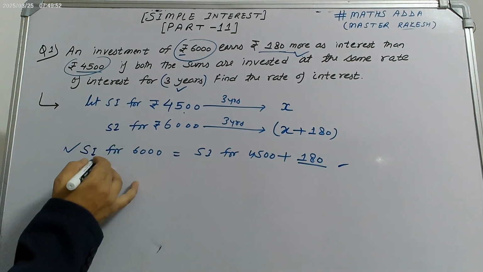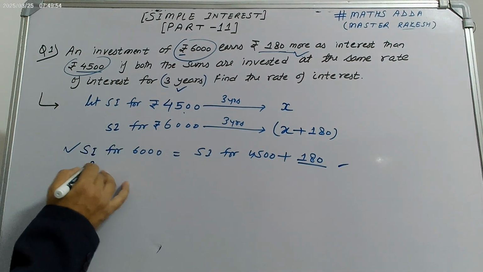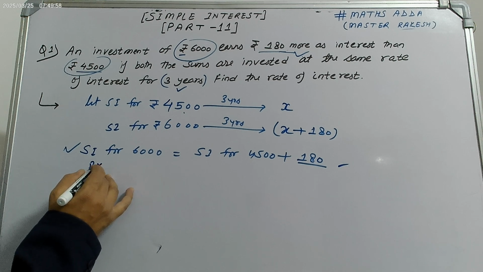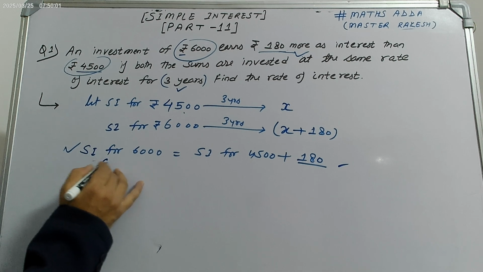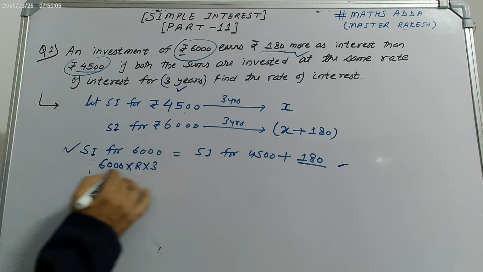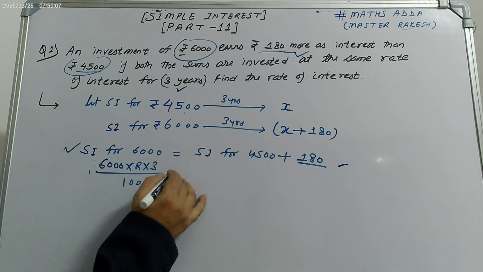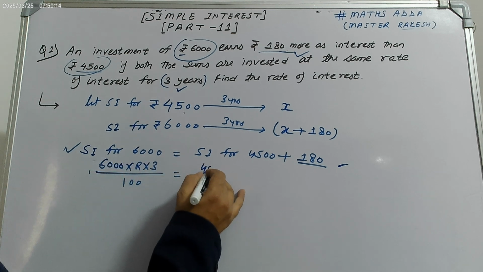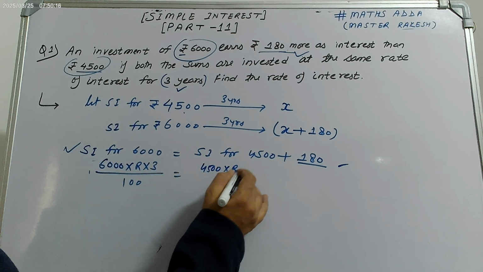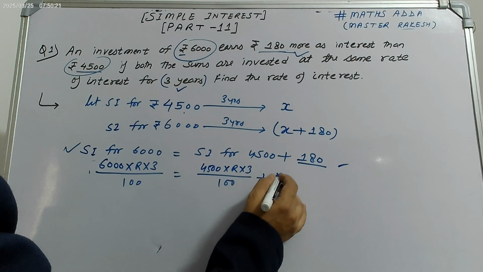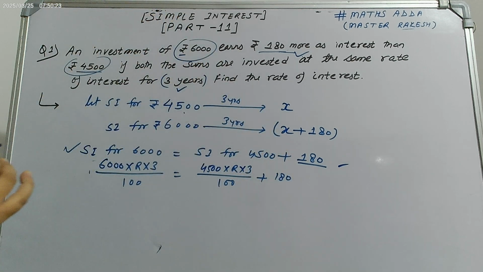So what is the SI formula? P into R into T upon 100. So principal is equal to 6,000 into R into T upon 100. Similarly SI for 4,500 is 4,500 into R into 3 upon 100 plus 180. Now you have to solve the equation.